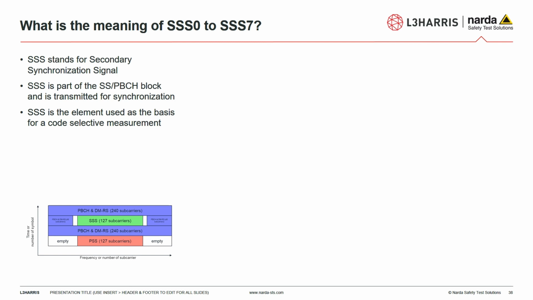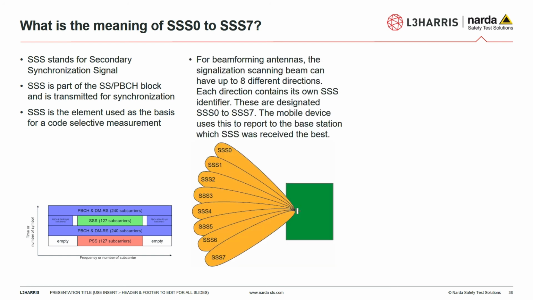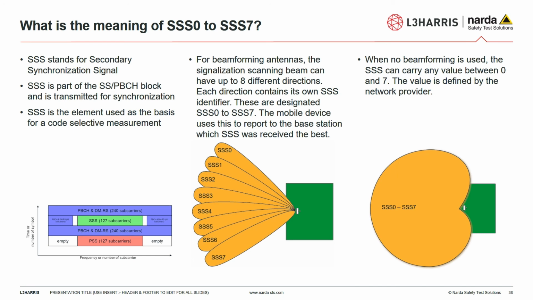What do SSS 0 through SSS 7 mean? SSS stands for Secondary Synchronization Signal and is a part of the SS PBCH, which distributes basic information within the cell. This signaling can be radiated within a segment with or without beamforming. If beamforming is active, the beam can be projected in up to 8 different directions, one after the other. Each of these is assigned an index, that is the value SSS 0 through SSS 7. Without beamforming, the provider can assign the SSS any value between 0 and 7.